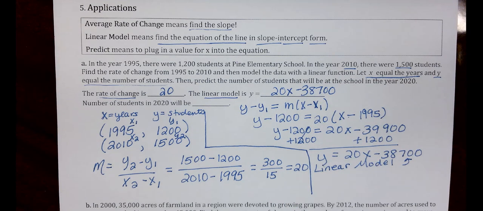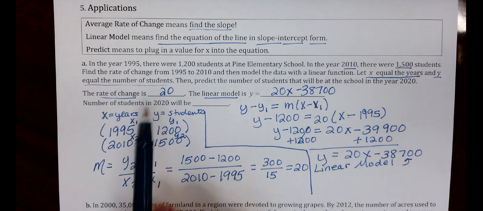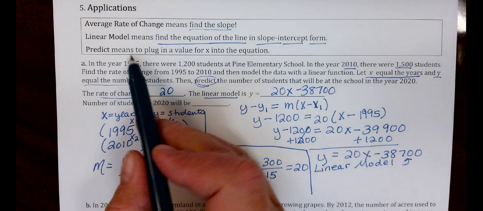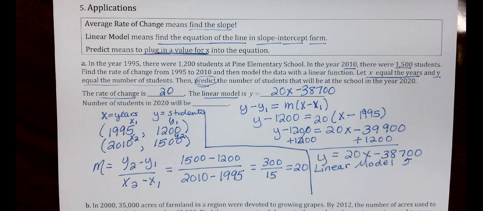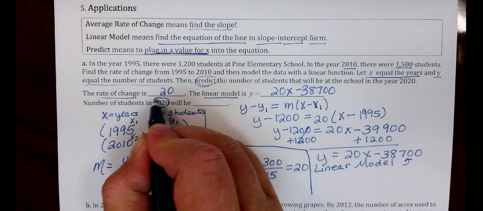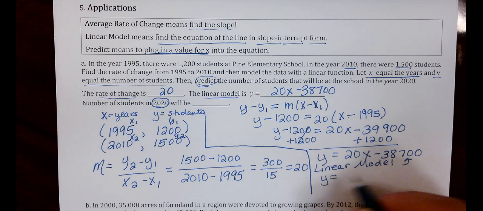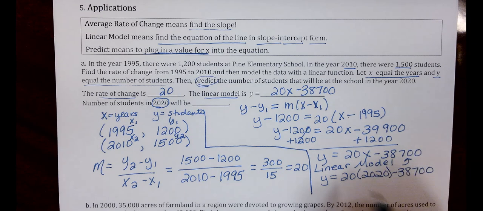Our last step is to find the number of students in 2020. This says predict. When we see the word predict, that means to plug in a value for x into the equation we just found. So our value is 2020. We're using that to plug in to this equation for x. So I have y equals 20 times 2020 minus 38,700. And let's see what we get.